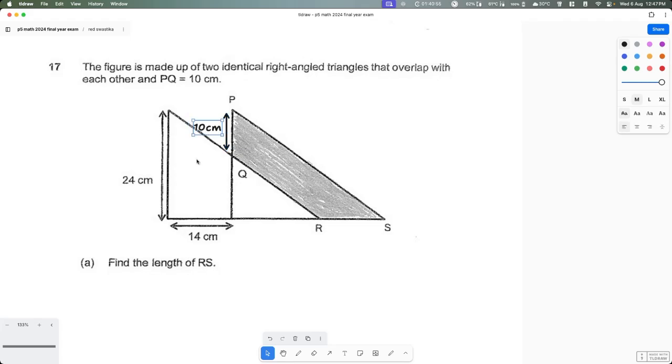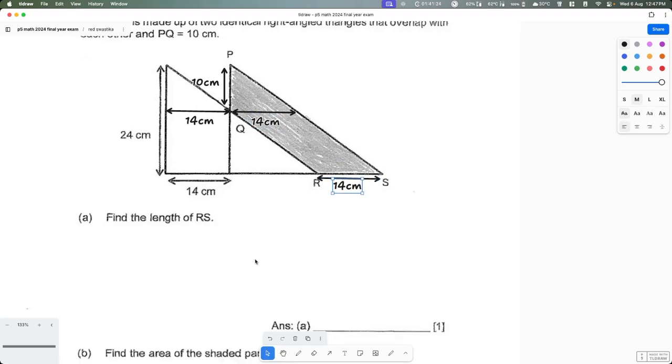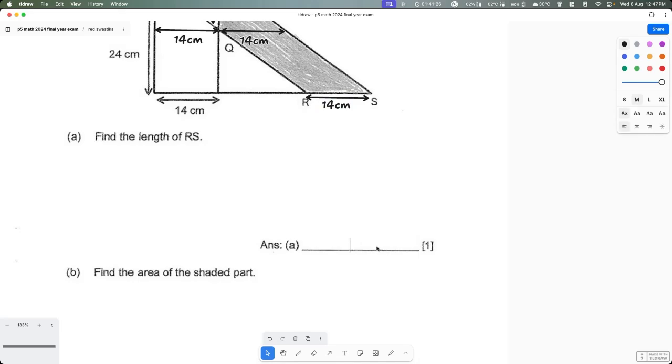Okay, so in this case, the RS over here, if I were to also draw this line, right, is 14 centimeters. So what do you think RS is? If you have any overlapping triangles, the length is always the same because they are both identical. So since this 14 centimeters can be drawn the same length, that's what you see over here. So this is also 14 centimeters. Therefore the answer for RS is 14 centimeters, not 24, 14 centimeters.